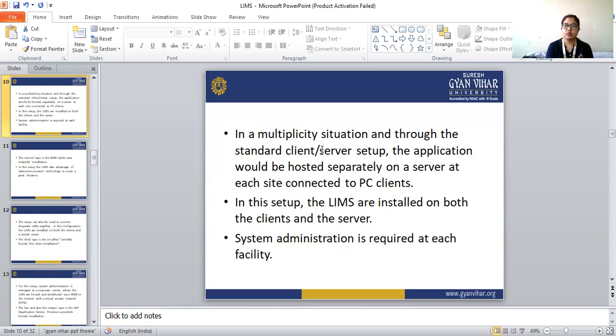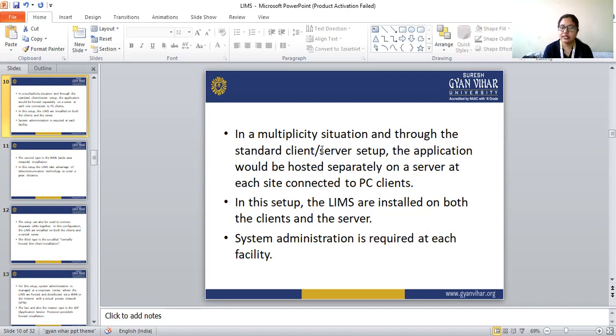The application would be hosted separately on a server at each site connected to the PC client. Okay, so what is LAN? Local area network. So in this multiplicity situation, through the standard client server setup, the LIMS would be hosted separately on a server at each site connected to PC clients.